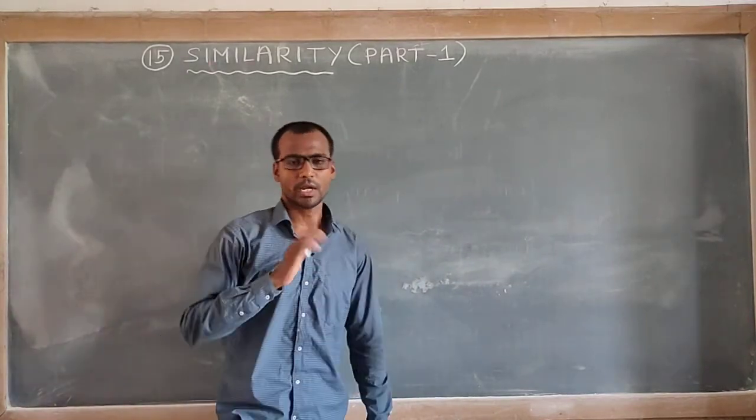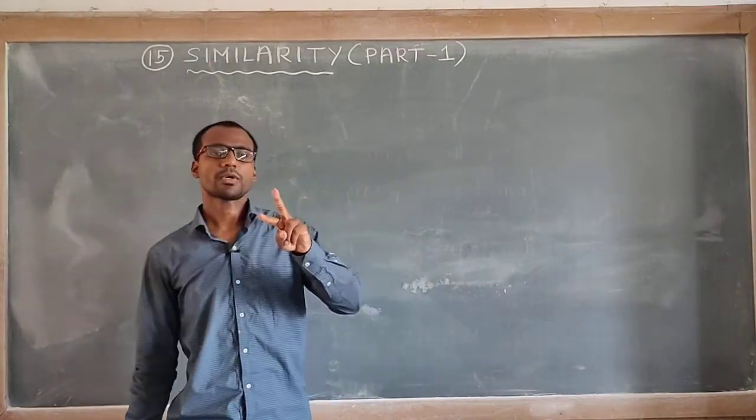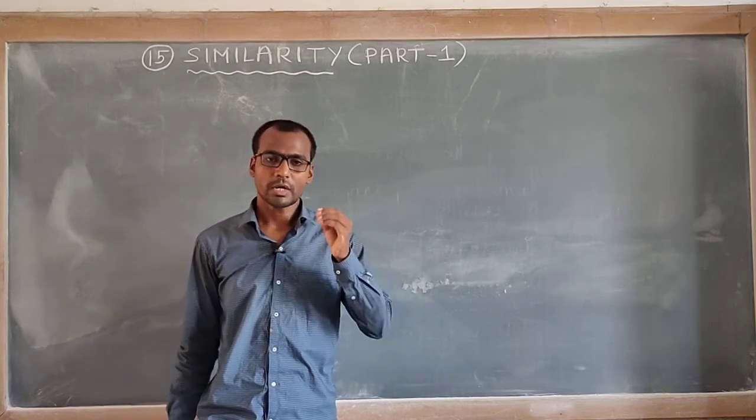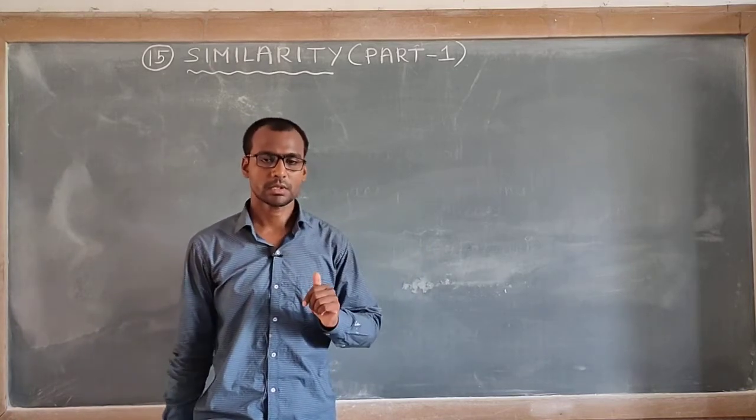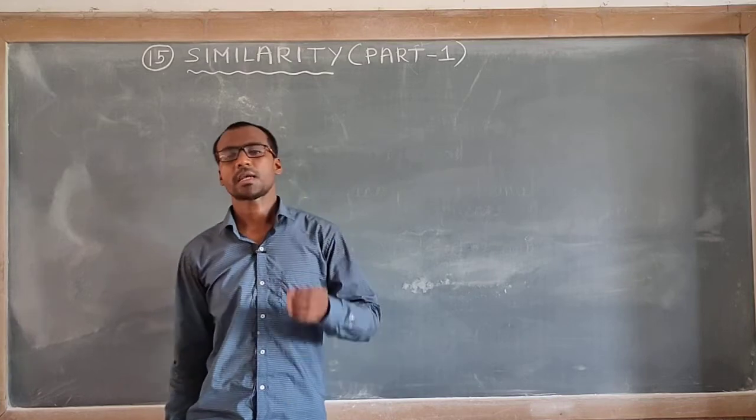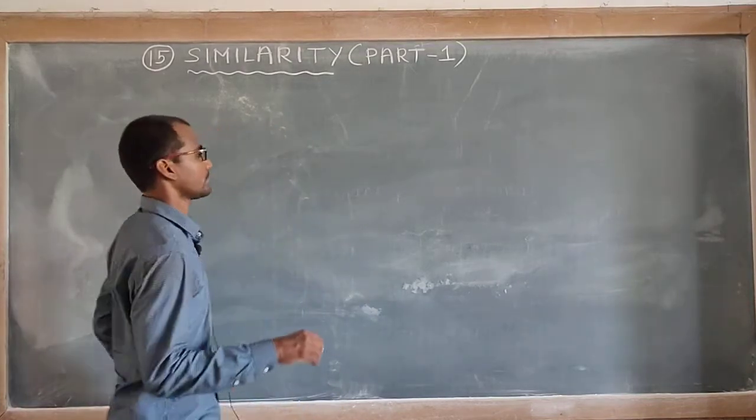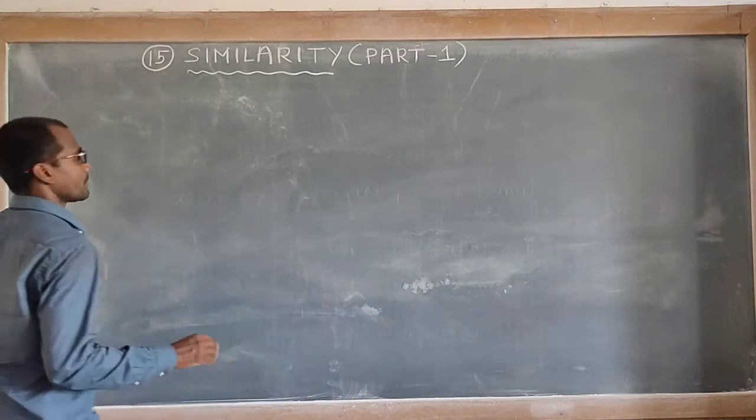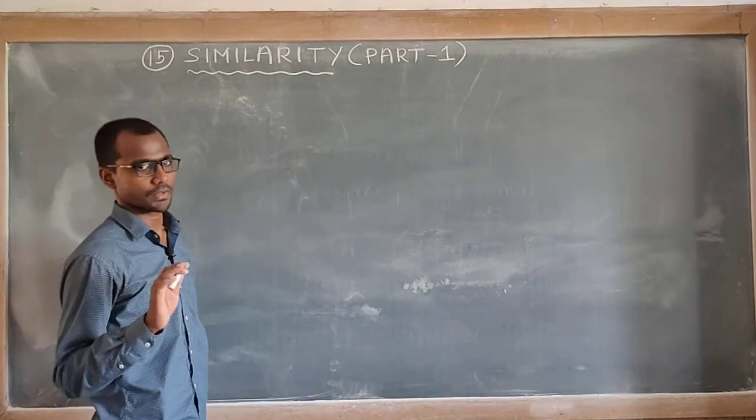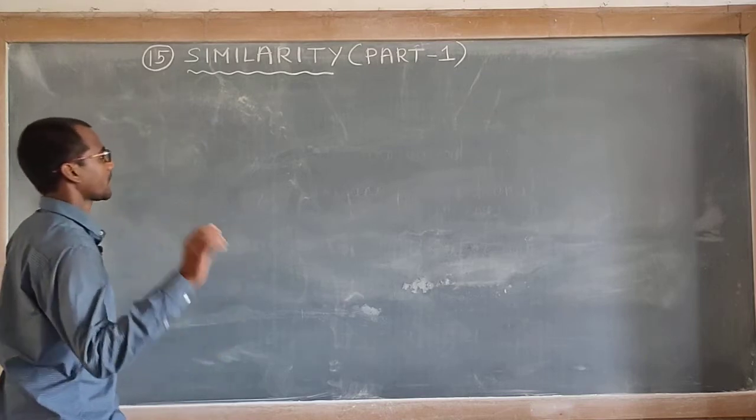This is not only for triangles. These two points can be used for quadrilaterals also, means squares. It can be used for pentagons, hexagons, etc. In solids also it can be used. But since we are in triangles, we will limit ourselves to triangles. So let us take an example.